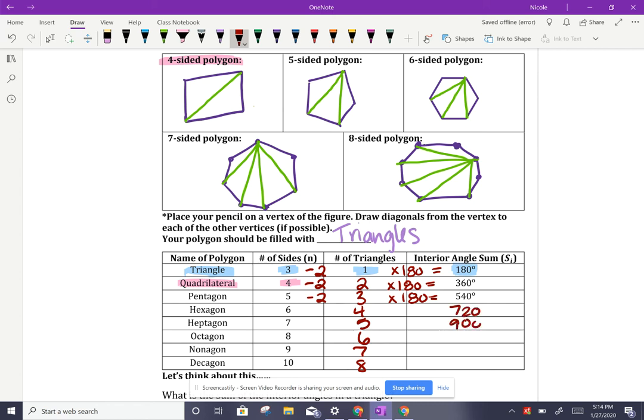5 is 900. Sorry, guys, it's my parents' dog that is whining for a treat. Or no, dinner. It's dinner time.